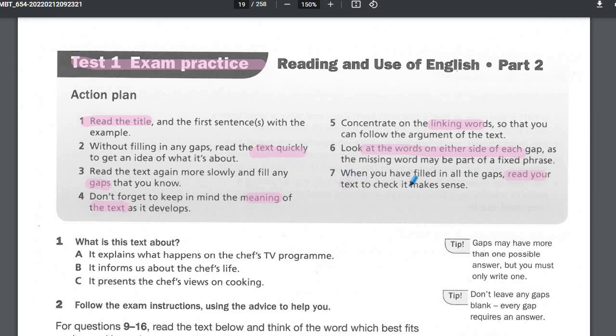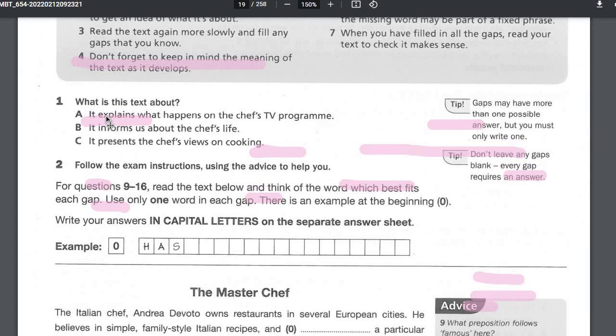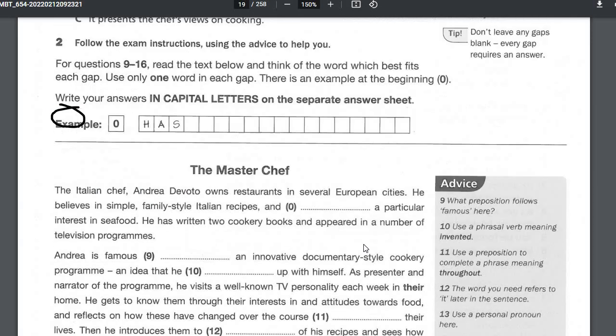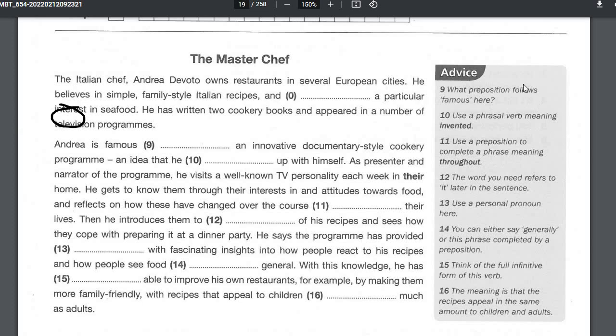And afterwards, you read the text. Remember, only write one word. Even if you think that there are two possibilities like who and that, just write one. And don't leave any gaps. You don't lose any marks for wrong answers. So you can do this. Read the text, stop it. So it's about MasterChef. That's funny. You have some advice.